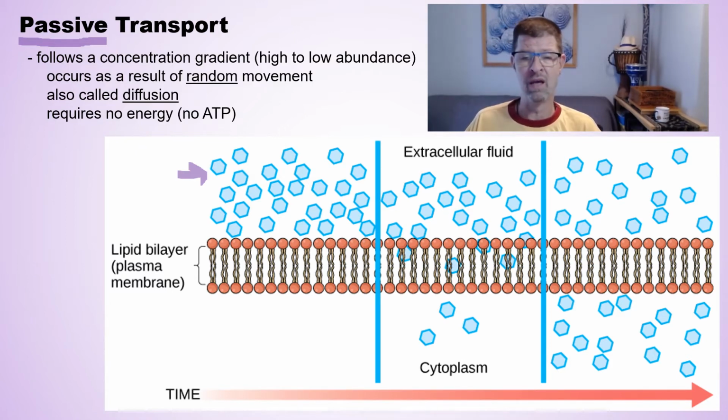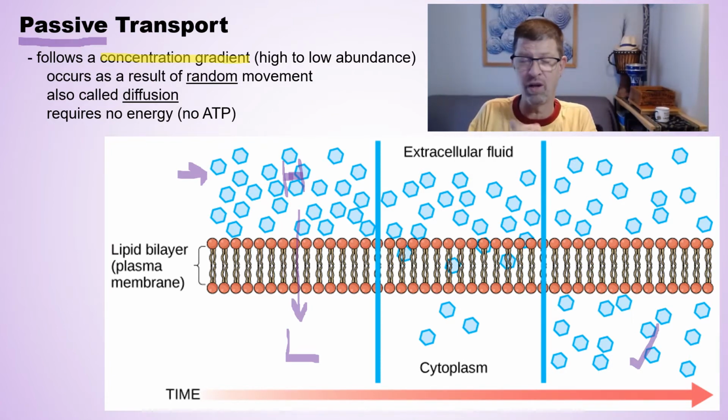And we say that when things are transported passively, they follow a concentration gradient. That means that they go from high concentration to low concentration. They move in this direction. And so we're showing with this series of pictures here that we're getting more and more down here in the low concentration until they're balanced out.